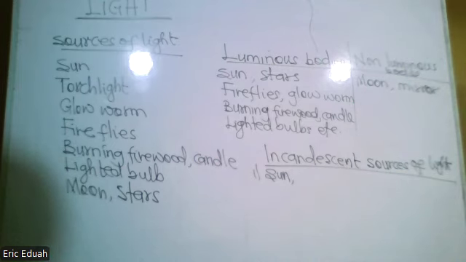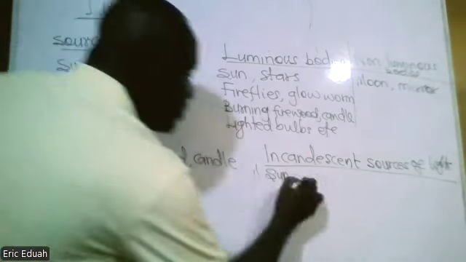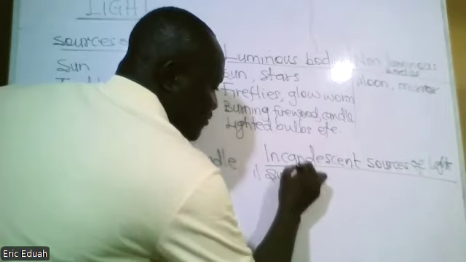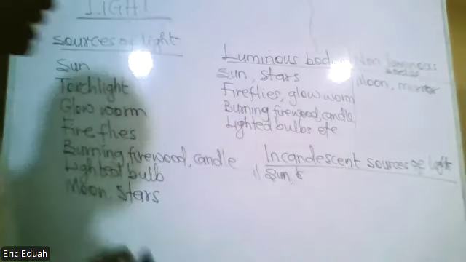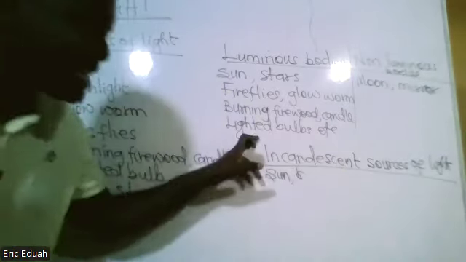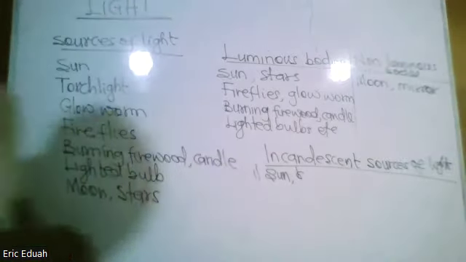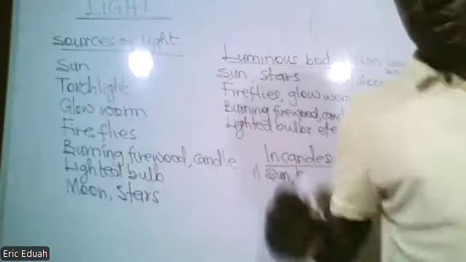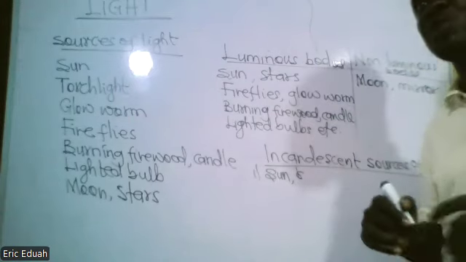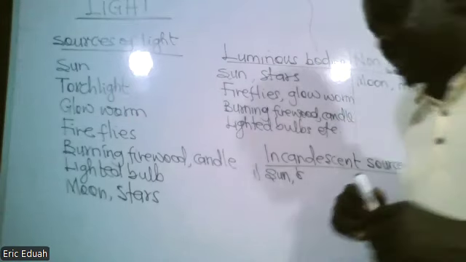Then we can also put burning firewood, candle, and then some lighted bulbs. Some of them, with bulbs, we have what we call the tungsten filament.